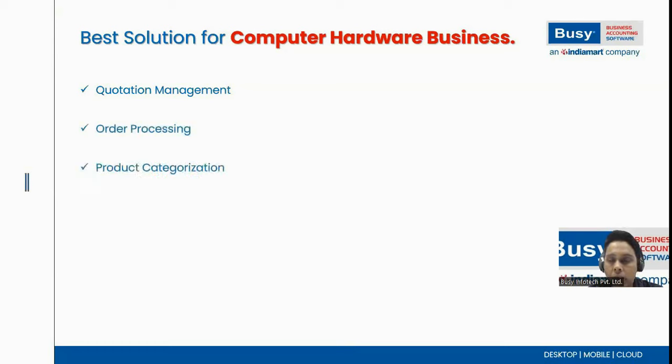Product categorizations. That means in computer hardware we may find many kinds of categories, like you may have desktop categories, you may have laptop categories. So there may be different types of categories. You may have other categories like monitors, keyboards, any kind of categories there may be.